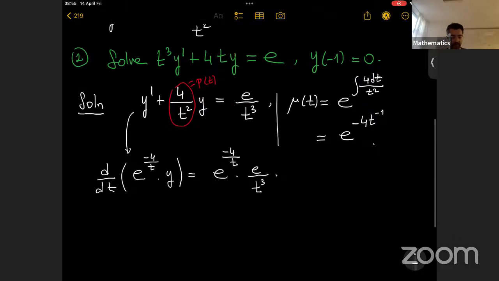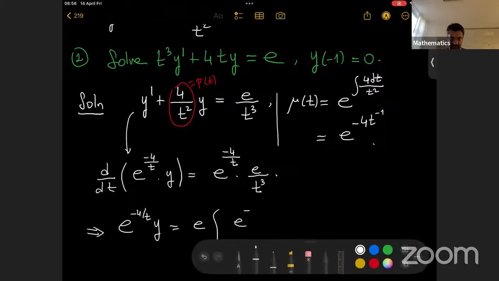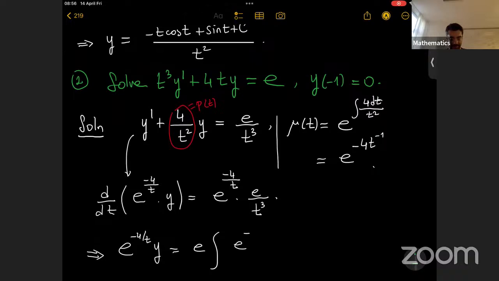Okay, then let's integrate this. So we get basically e to the minus 4 over t times y is equal to the integral. You can take one of the e out, the integral of e to the minus... oh, that's not very easy. But maybe let me modify this problem because this integration will be difficult to handle. Okay, maybe let's modify this and solve this one.